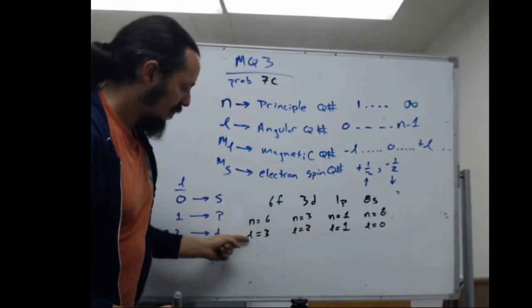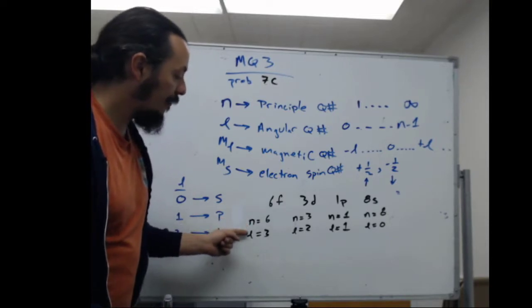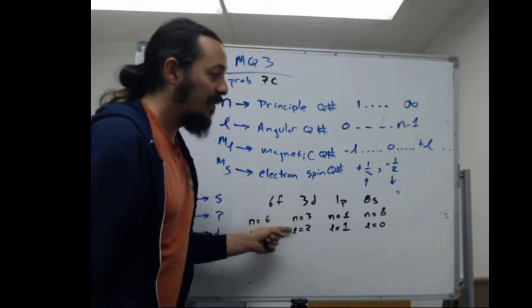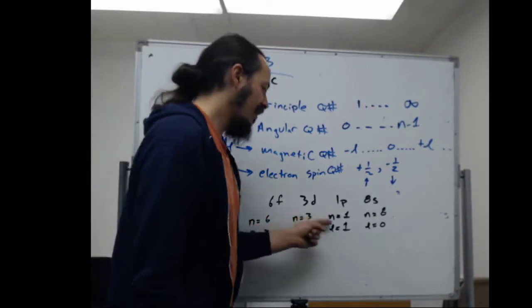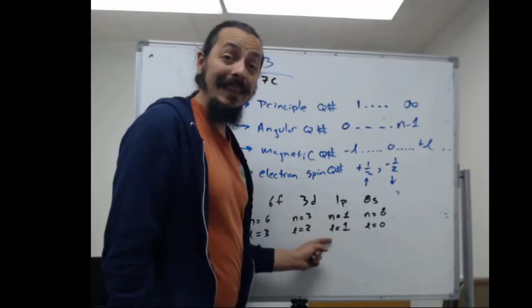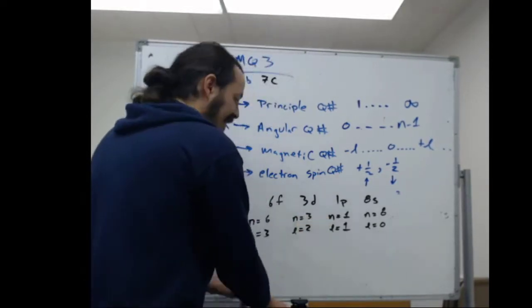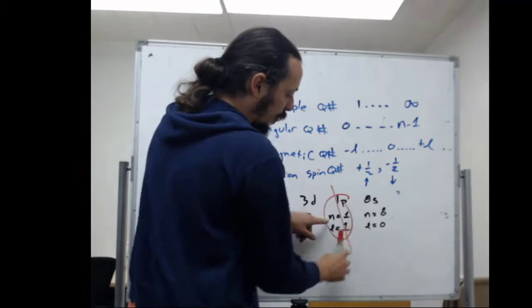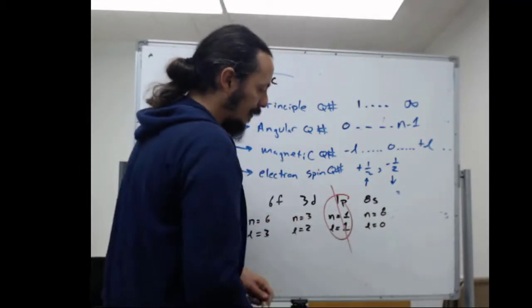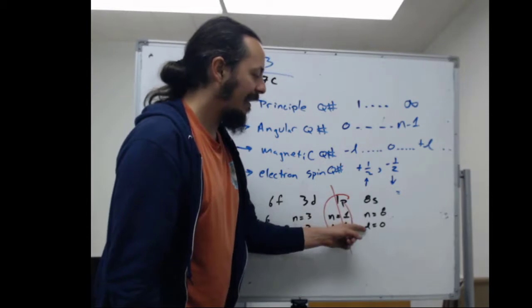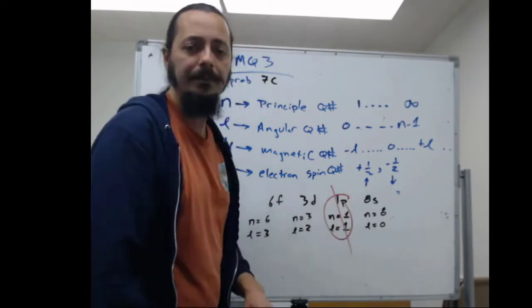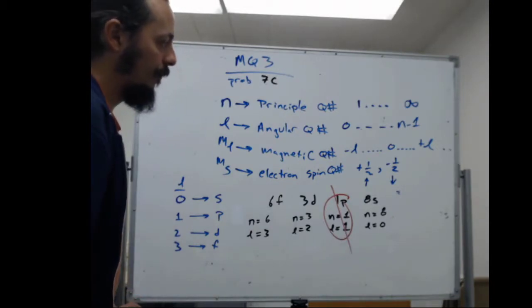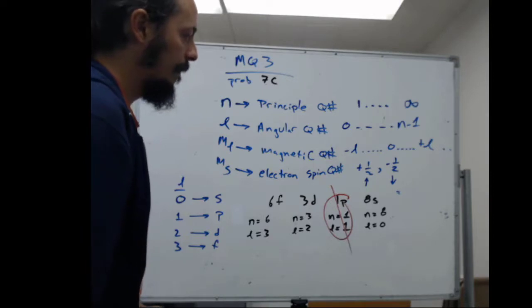So I look at L. For n equals 6, n minus 1 is 5, so L can be 5, 4, 3, 2, 1, 0. We're good. Here, n equals 3, L can be 2, 1, or 0. We're good. Here, n equals 1, L has to be 0. So in this case, that one's not going to be good because n minus 1 would be 0. This L value is too large. For n equals 8, n minus 1 would be 7. I could have 7, 6, 5, 4, 3, 2, 1, 0. I'm fine.